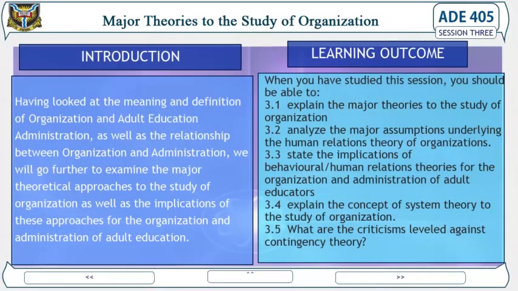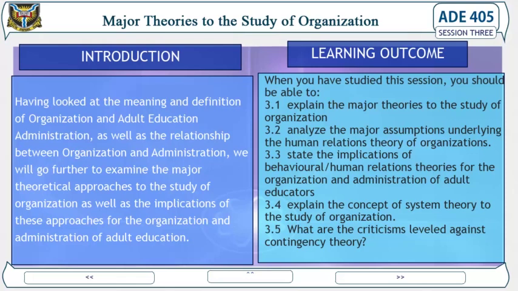Introduction. Having looked at the meaning and definition of organization and adult education administration, as well as the relationship between organization and administration, we will go further to examine the major theoretical approaches to the study of organization as well as the implications of these approaches for the organization and administration of adult education.